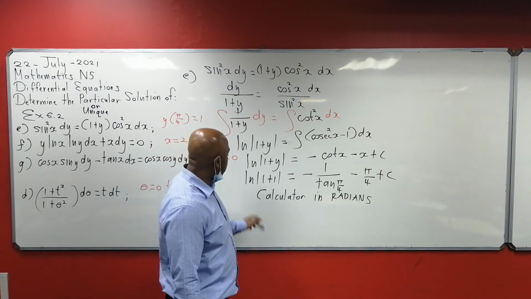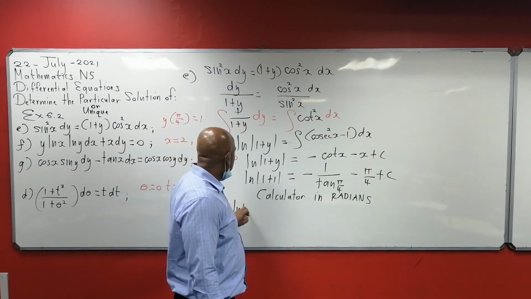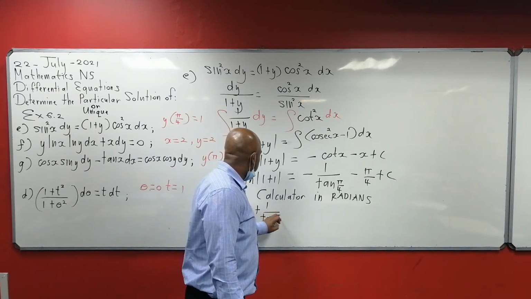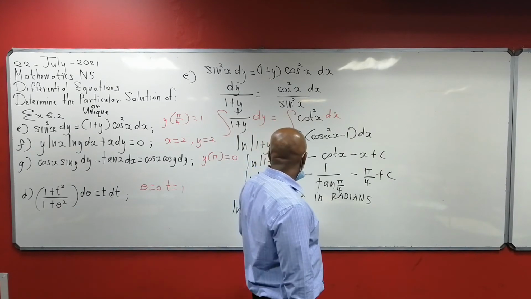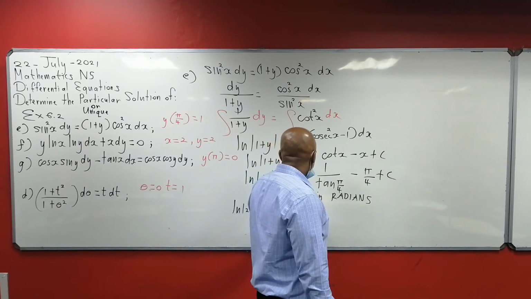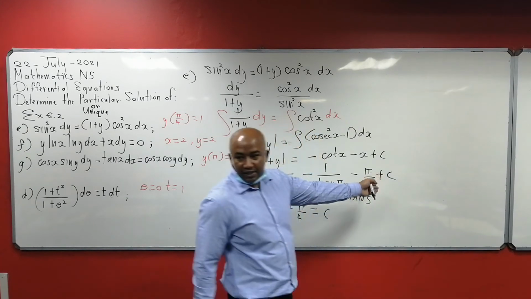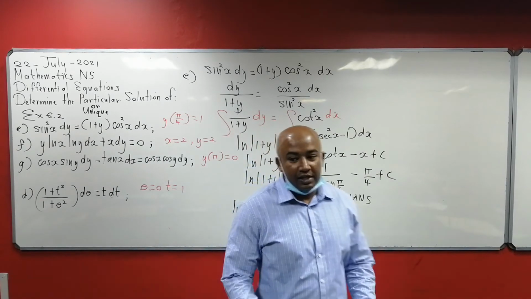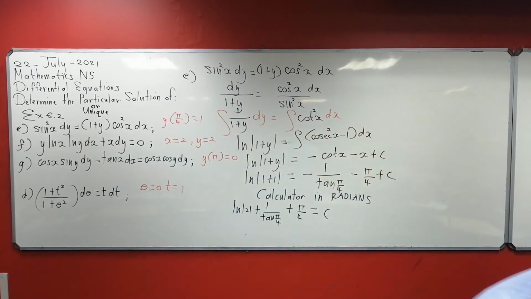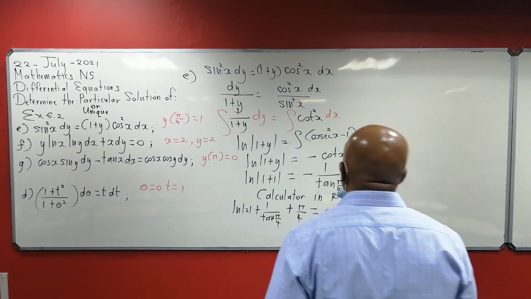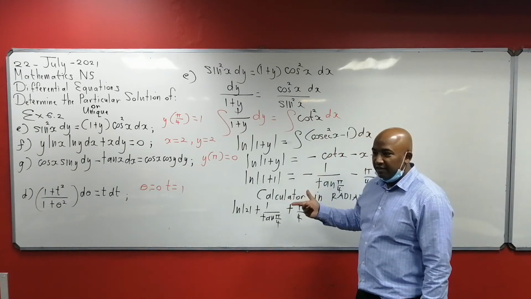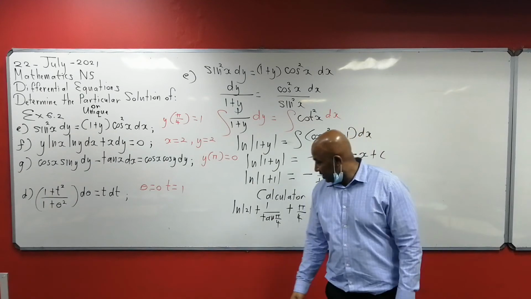So let's see here, I've got ln 2 plus 1 over tan of pi over 4 plus pi over 4 is equal to c. I need to make c the subject of the formula there. So take out your calculator in radians and let's work out the answer. I know that this is 1, because I know the graph, but you do it in radians one time, you should get it.